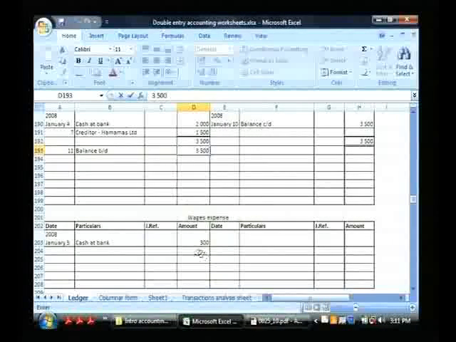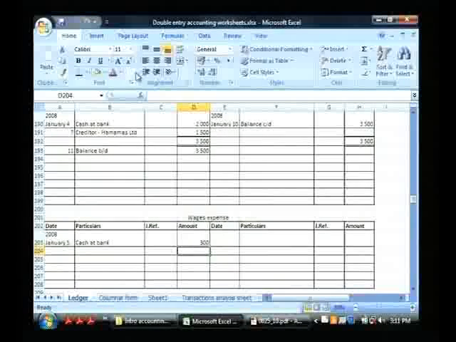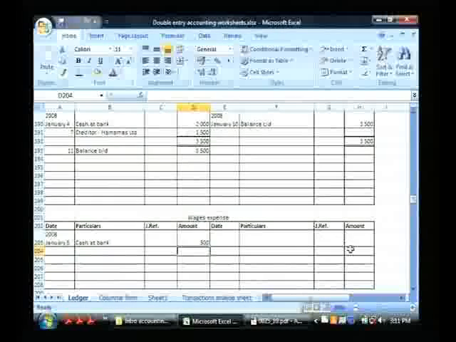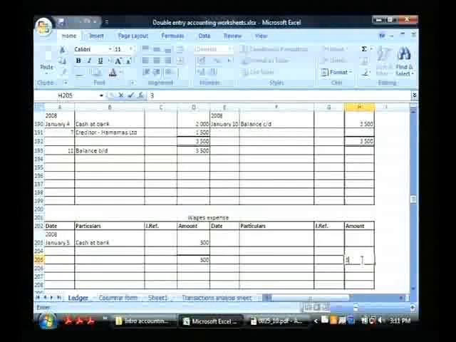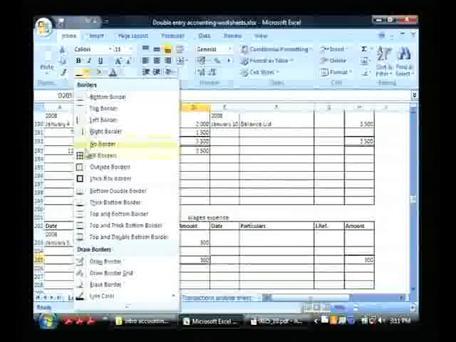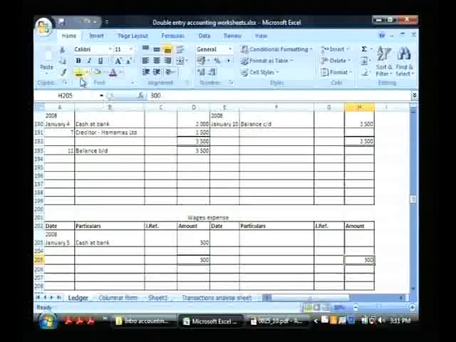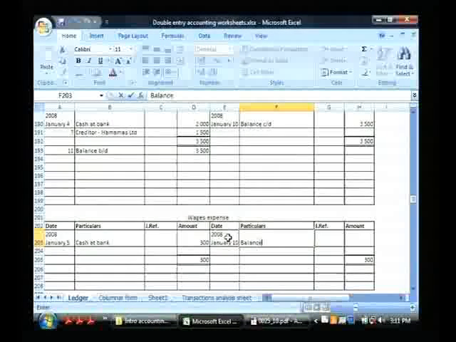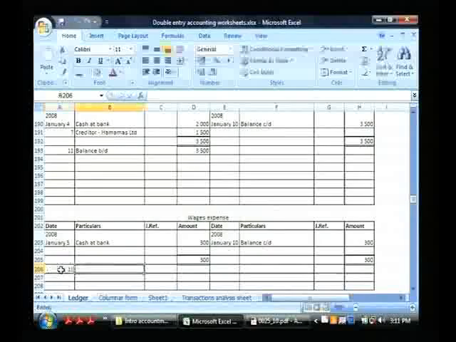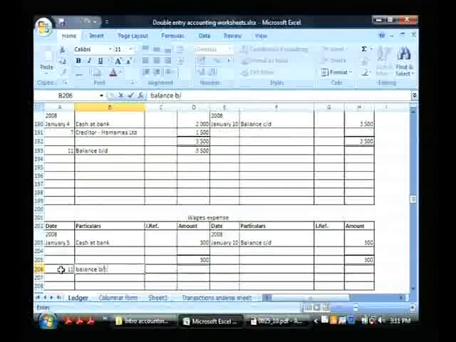Next is wages account. Wages account, we have only one entry in the debit side, so then that is the total for both sides, 300, 300. 2008, January 10th, balance carried down is 300, and next is the balance brought down 300.